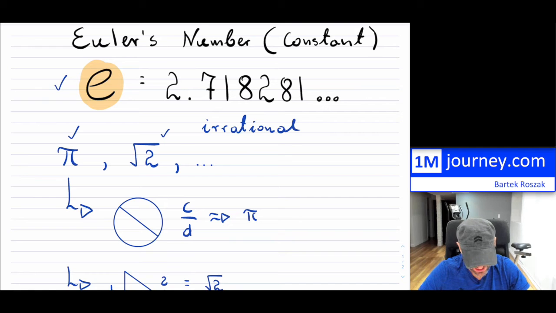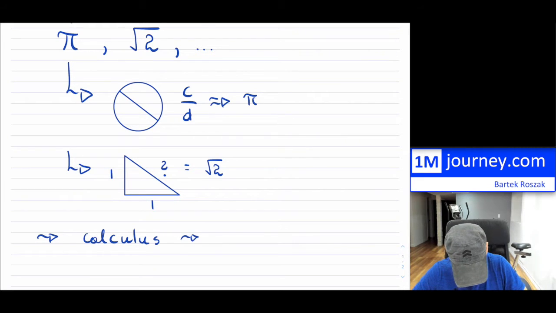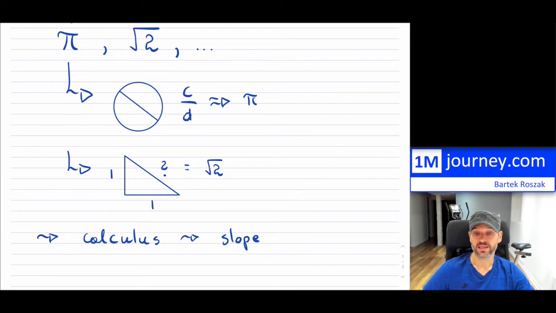It is this number, 2.718281, and so on. Now, why is it so important? I'll try to tell you. After you study a little bit of math, you eventually get to calculus. There, you're going to be interested in the slopes of various functions, sometimes called the gradient. You will find that this constant e, as a function e to the x, has a very interesting property.